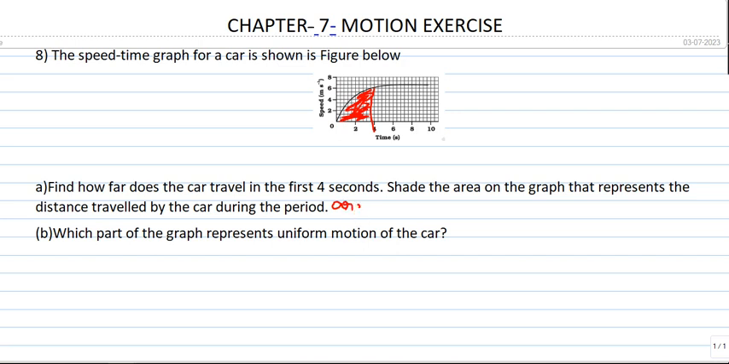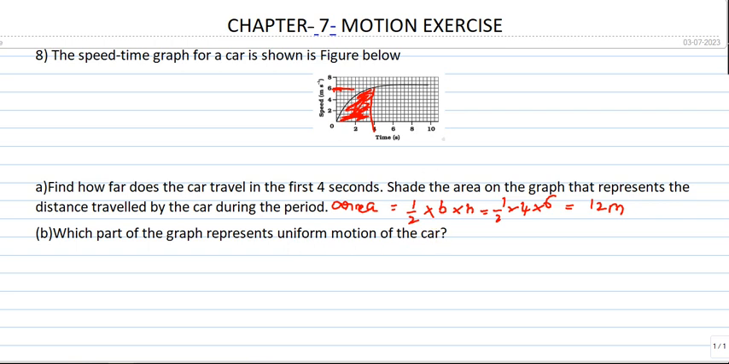So the area of the triangle will be half into base into height. Here the base is from 0 to 4. So half into 4 into the height, which is 6. You see it here, this 6. So half into 4 into 6, we have 12 meters, which is the distance traveled by the car in the first 4 seconds.